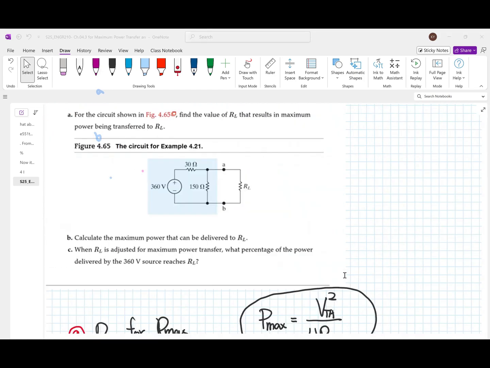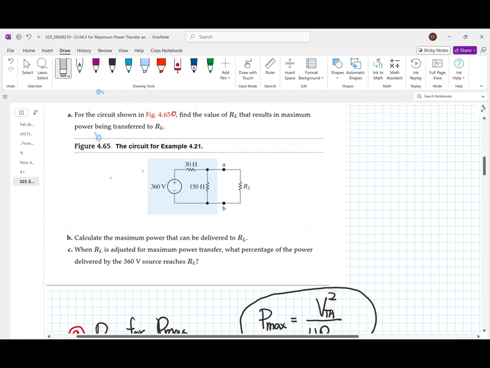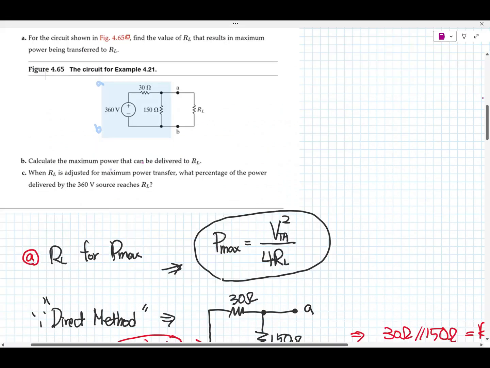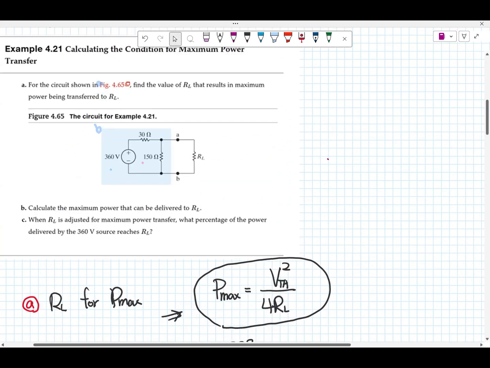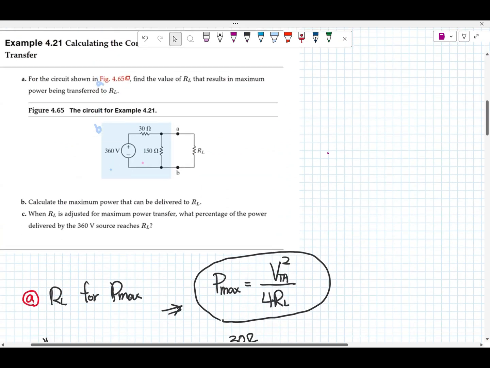I'm going to remove A and B. Just a second. All right, so the question is, we have to find R sub L, question A, for maximum power being transferred to R sub L. That is the circuit, okay?